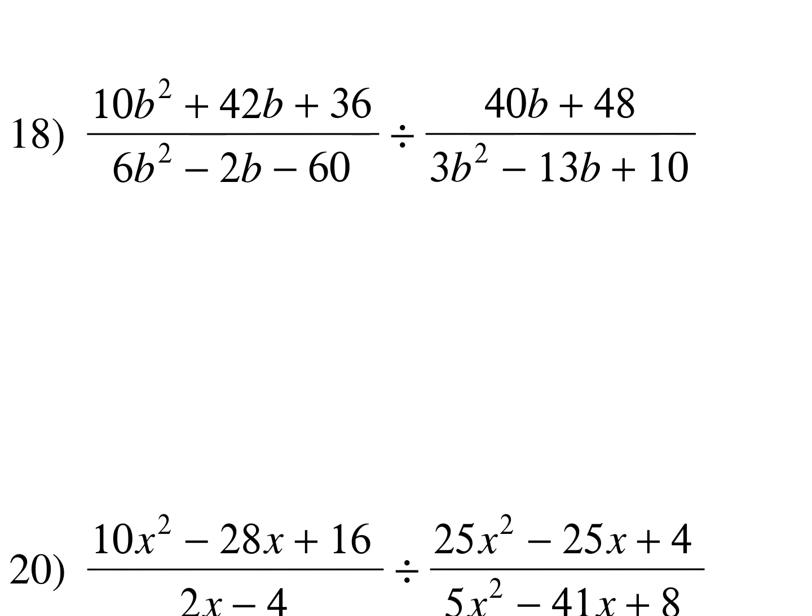Looking at the first fraction, we're going to have a 10, a 42, and a 36. And so our greatest common factor there is going to be a 2. And when we factor out a 2, that is going to leave us with a 5b squared plus 21b plus 18.